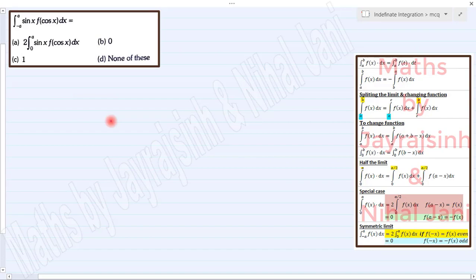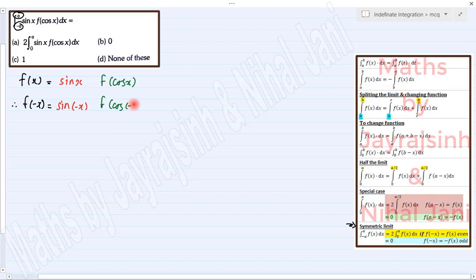Here we have to integrate sin x times a function of cos x from −a to a. So here we have symmetric limit. So let's check whether your function is odd or even. Here we have to find out f(−x). So we will get sin(−x) and the function of cos(−x).